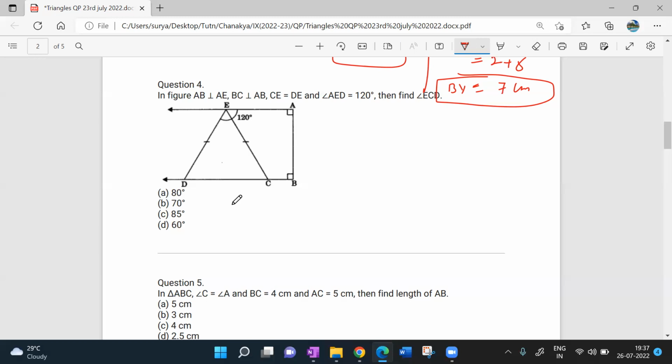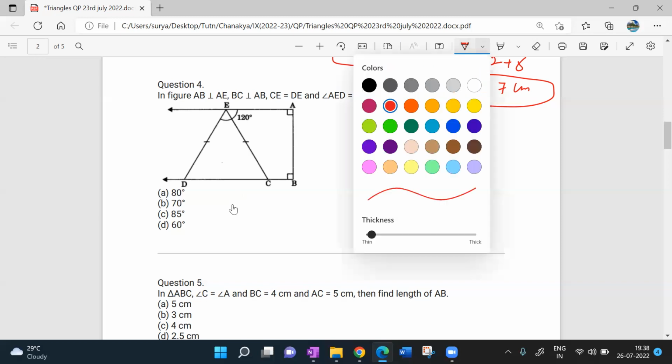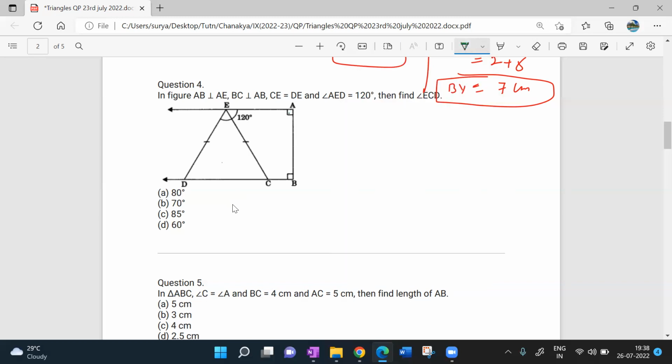Find ECD. So it is isosceles. E is 120, right? Then D is also 120 because it's opposite. D is 60, right? That 60, that angle near E, is the exterior angle. So D will be 60, C will be 60, and E will be 60. So 60 is the answer.